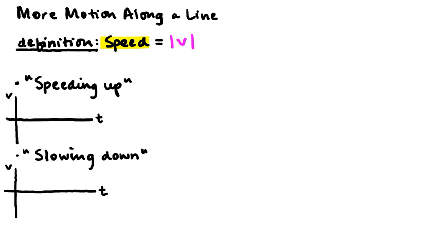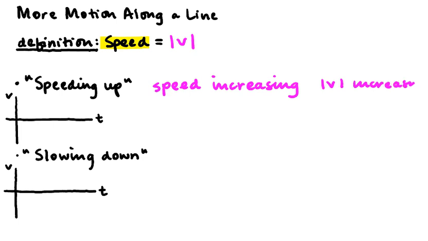Okay. So speeding up really means you're getting faster, right? Your speed is increasing, as in, the absolute value of v is increasing. Okay, so if we have a graph of v, absolute value of v increasing could look like this, right? Positive and getting more positive. But it could also look like this. It could be negative and getting more negative.